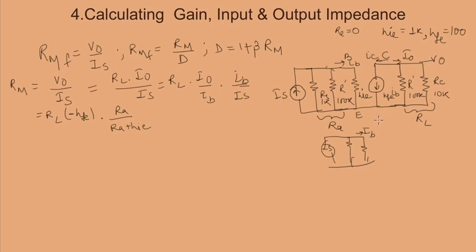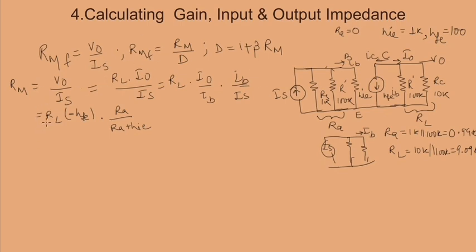And what is the value of RA? It is the parallel combination of 1K and 100K, and this comes out to be 0.99K. Similarly, we can calculate the value of RL, which is 10K parallel to 100K. This value will also be used later, and this comes out to be 9.09K. These are the two values here.